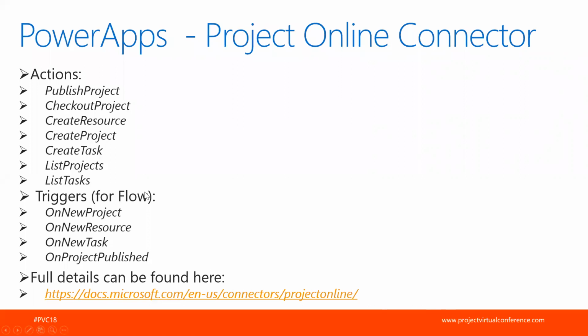The Project Online connector also has triggers, which are used in Microsoft Flow. So you can have certain other actions triggered when a project is created, or when a new resource is created, or when a new task is created, or on Project Publish. So there are some examples of starting to build that workflow capability within Flow, but for Project Online. Full details can be seen in the Project Online connector documentation, which I've got a link to there.